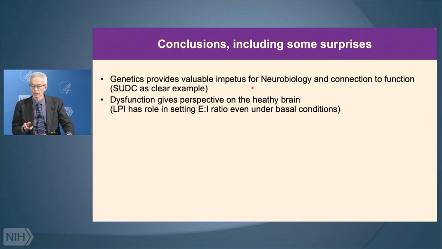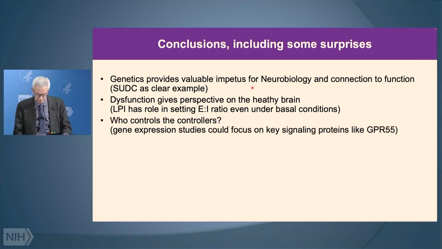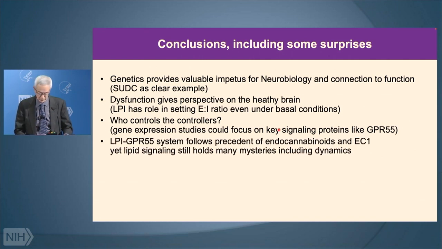So when people talk about EI balance, which is 1 point along an EI ratio axis, that's presumably being affected by LPI. Who controls the controllers, like the excitatory, inhibitory synapses, calcium channels? Gene expression studies could focus on the signaling proteins that lie upstream of those proteins, proteins like GPR55.